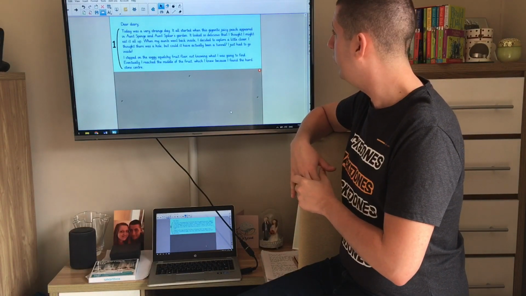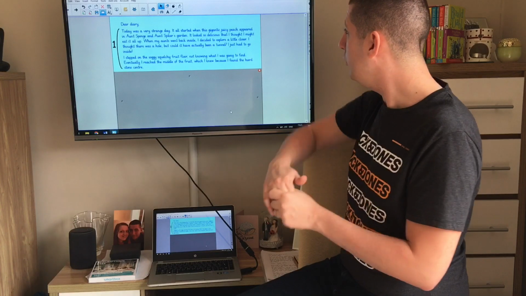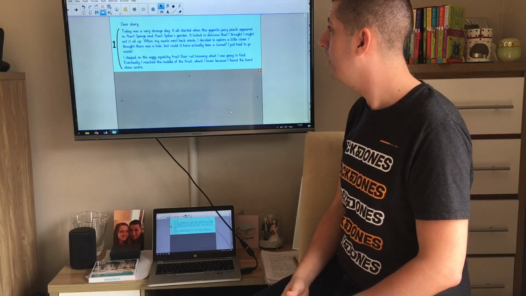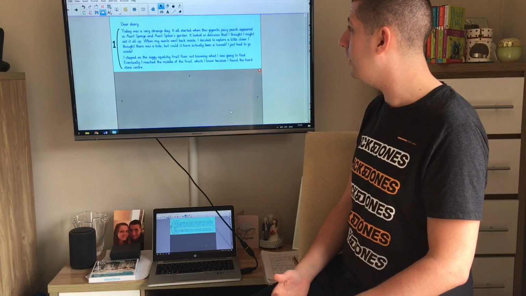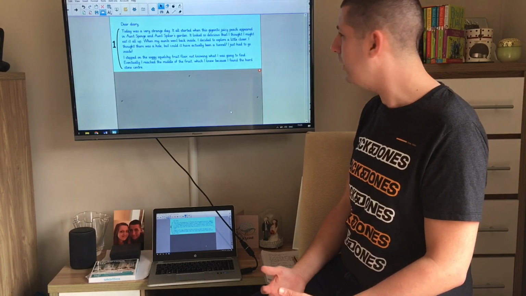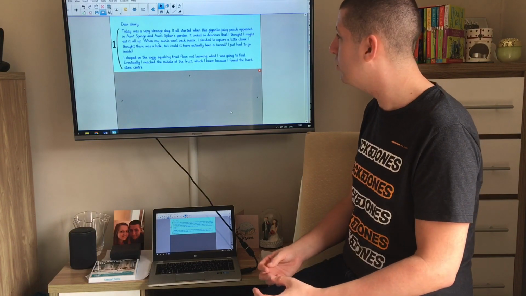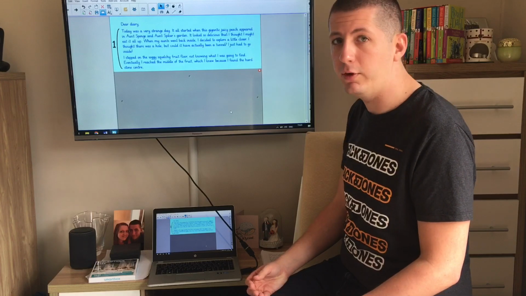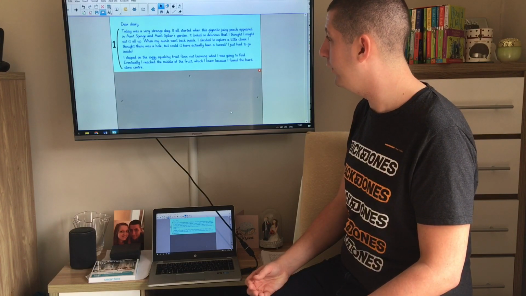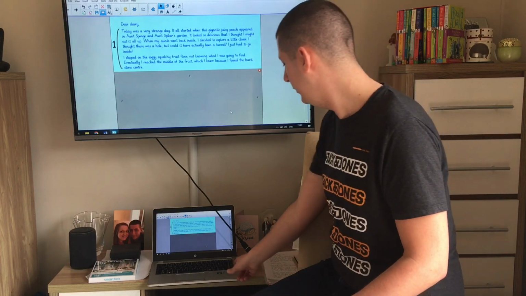It all started when this gigantic juicy peach appeared in Aunt Sponge and Aunt Spiker's garden. It looked so delicious that I thought I might eat it all up. When my aunts went back inside, I decided to explore a little closer. I thought there was a hole, but could it have actually been a tunnel? I just had to go inside. I stepped on the soggy, squelchy fruit floor, not knowing what I was going to find. Eventually, I reached the middle of the fruit, which I knew because I'd found the hard stone centre.